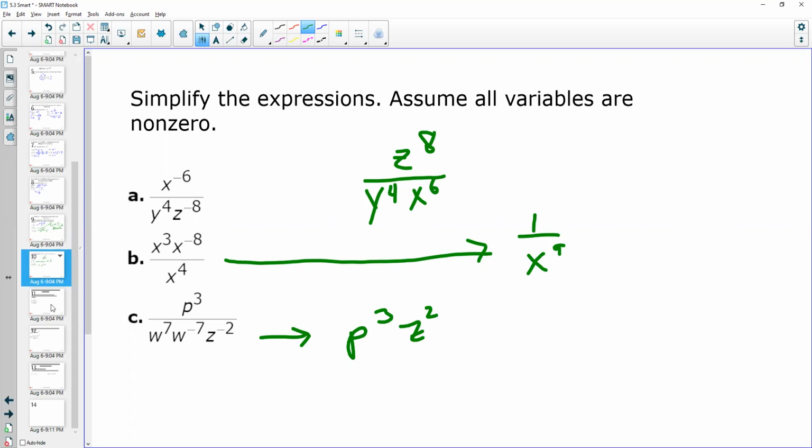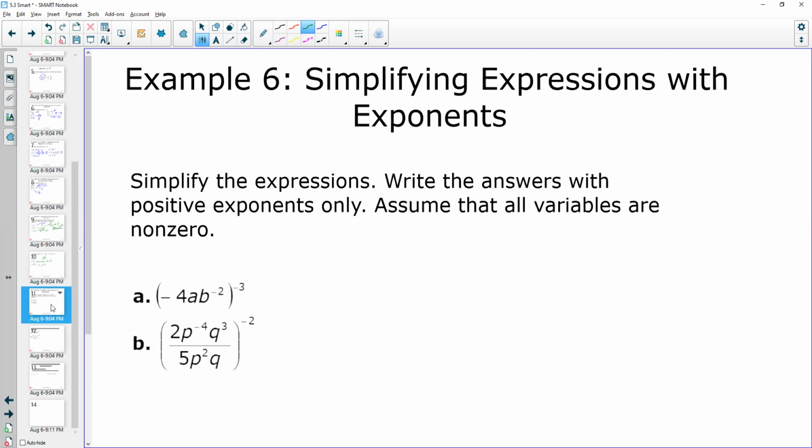All right, so now let's try something a little different. So when we have this negative exponent on the outside that applies to everybody, what it tells us to do is do a full flip first, okay? So I'm going to do this in stages. So to start with, I'm going to flip everything. So I'm going to do this 1 over negative 4, a, b, to the negative 2, all of that cubed, okay?